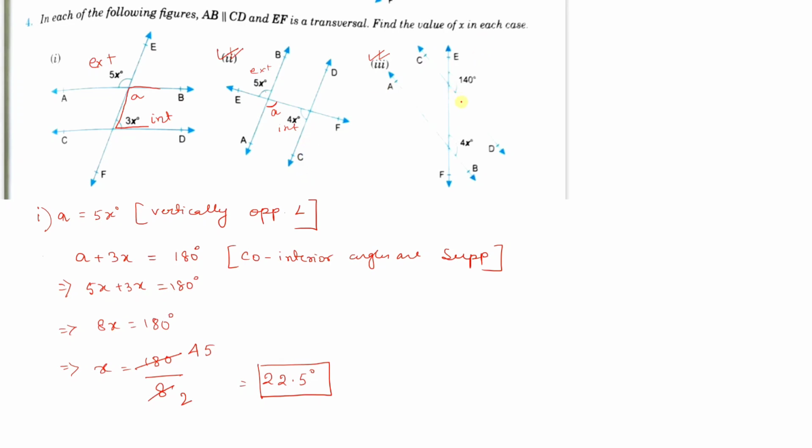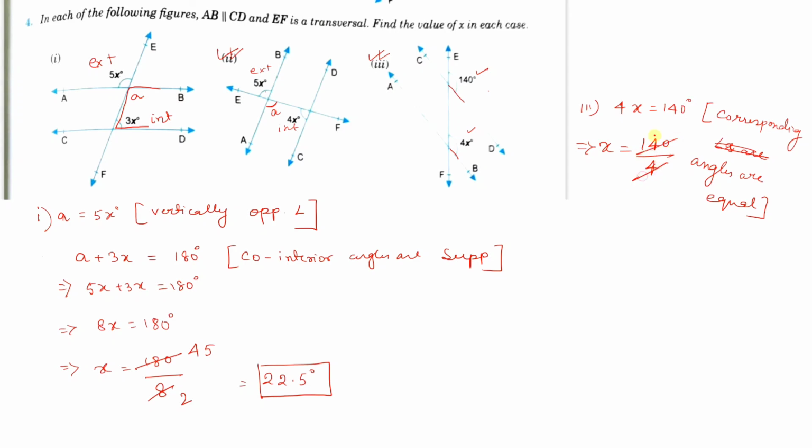Okay, come to this one. Okay, I am explaining number 3. This 140 is above this line and 4x is above this line, so these two will form corresponding angles. So write down 4x equals 140 degrees. The reason will be corresponding angles are equal. Next, find out the value of x from here. 140 by 4, 4 3s are 12, 4 5s are 20, so the value of x is 35 degrees.